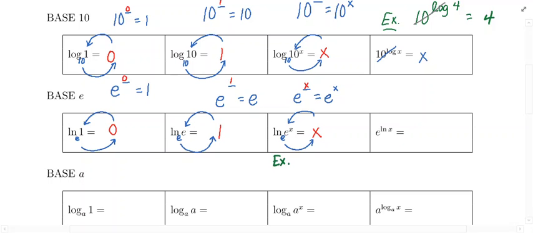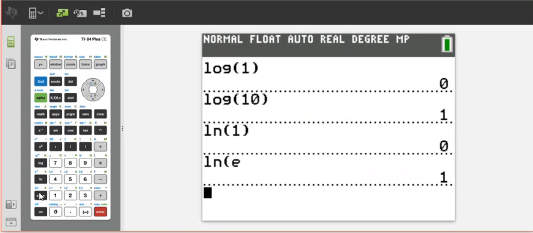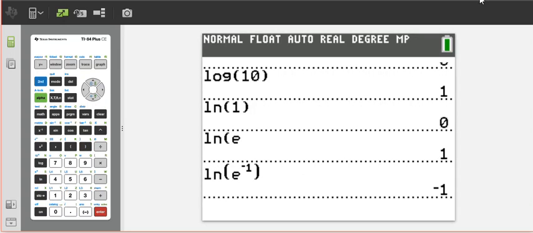As an example here, if I had the natural log of e to the -1, the natural log and the e would cancel out and the -1 would come down as the power. You can verify that on a calculator. The natural log of e to the -1 power, that's going to give me -1.